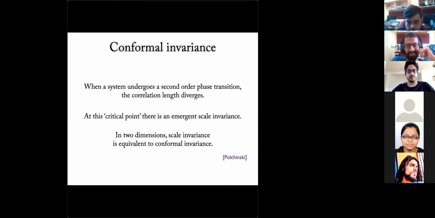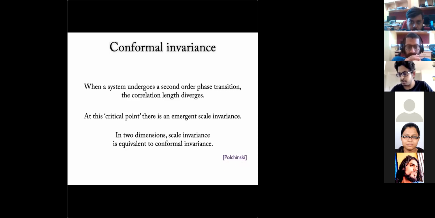So when a system undergoes a second order phase transition, its correlation length diverges. And at this critical point where the phase transition happens, there is an emergent scale invariance. And in 2 dimensions, one can show that scale invariance is equal to conformal invariance, at least for unitary theories, and this was shown by Polchinski.